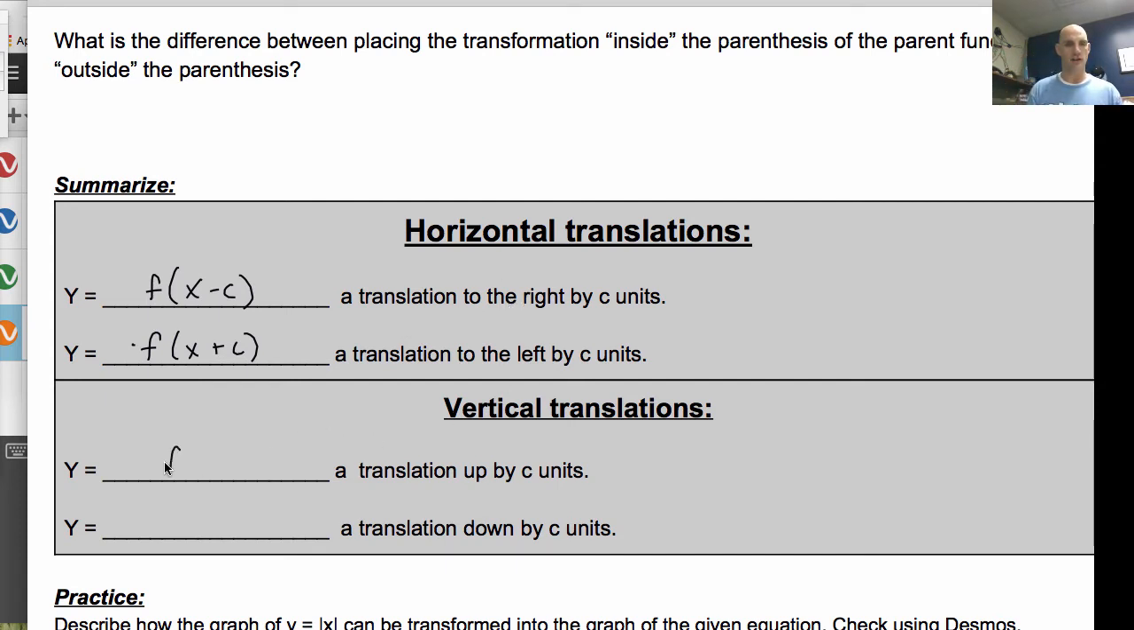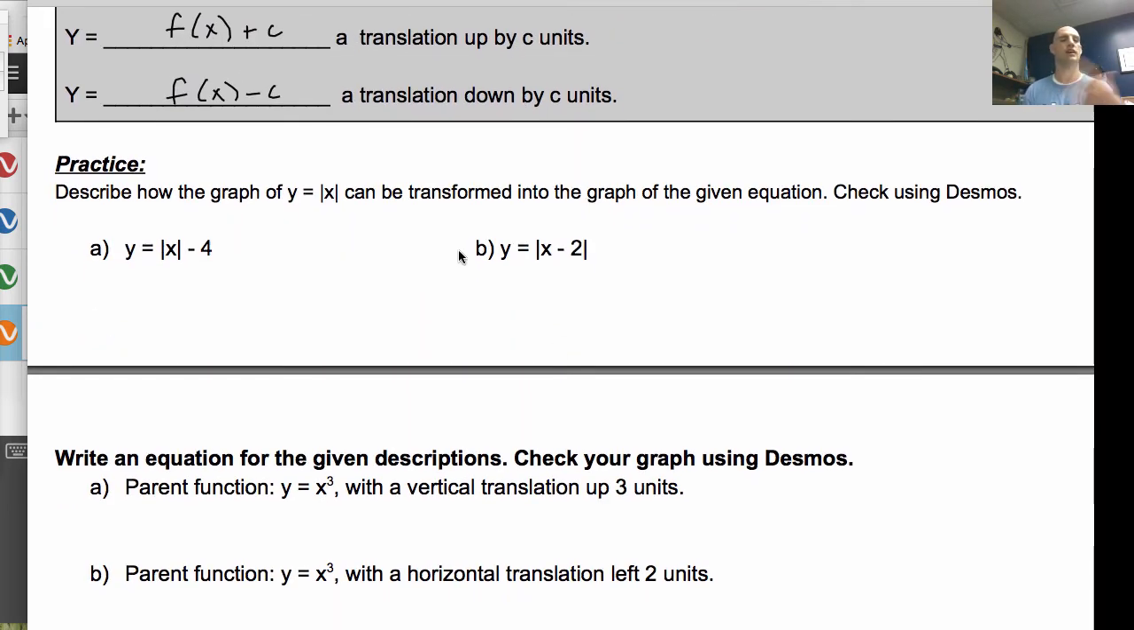Vertical translations would be f of x plus c moves it up c units, and f of x minus c would move it down c units, okay? And so when we practice this, let's check it out. Describe how the graph y equals absolute value of x can be transformed into the graph of the given equation.